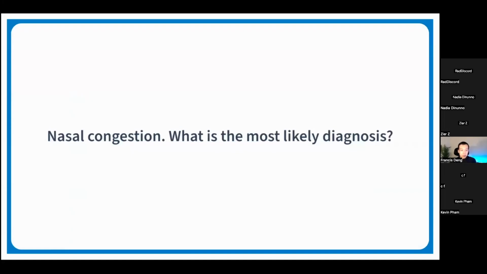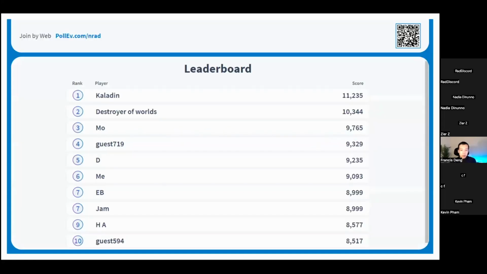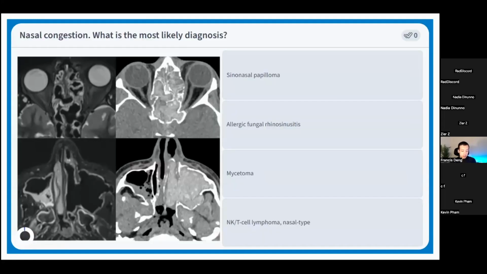Our next patient presented with nasal congestion. What is the most likely diagnosis? I'll say the left-sided images are T2 weighted fat suppressed images. The right-sided are non-contrast sinus CT in soft tissue window.